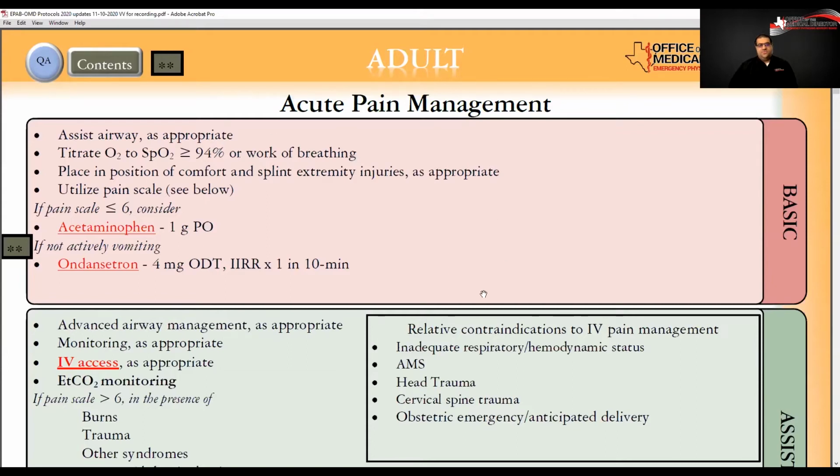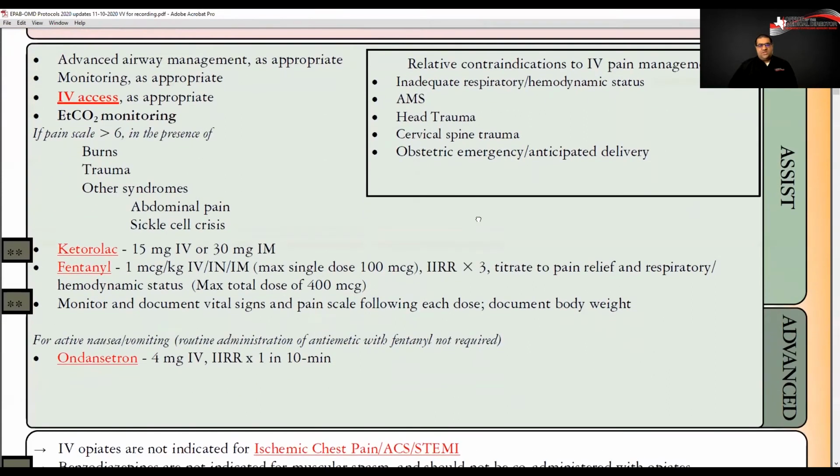For the assist and advanced providers, we're going to be implementing a new drug for patients with a pain score over 6, and that's going to be ketorolac or Toradol. So ketorolac is a non-steroidal anti-inflammatory drug, much like ibuprofen and naproxen. It is a parenteral drug, so it only is available in IV or IM formulations. The dosing changes a little bit based on whether you're giving it IV or IM, so it's 15 milligrams IV or 30 milligrams IM. The big concerns with ketorolac really are in relation to bleeding.